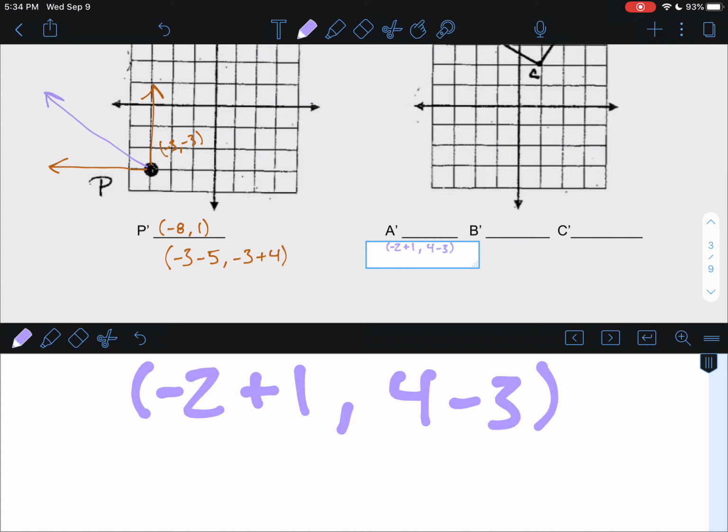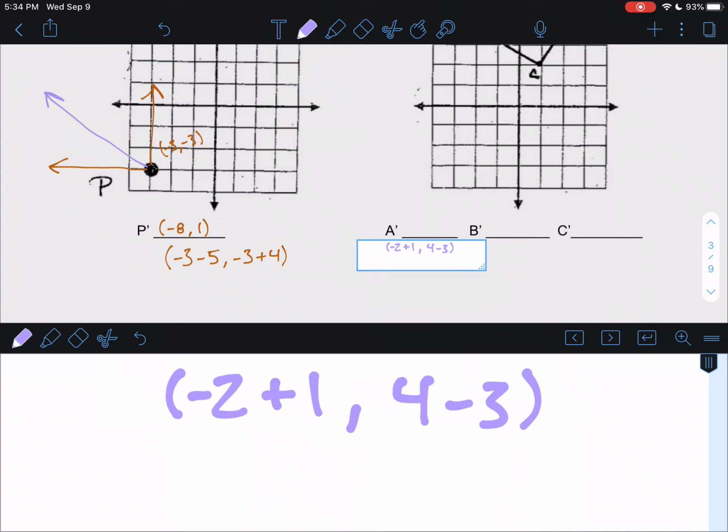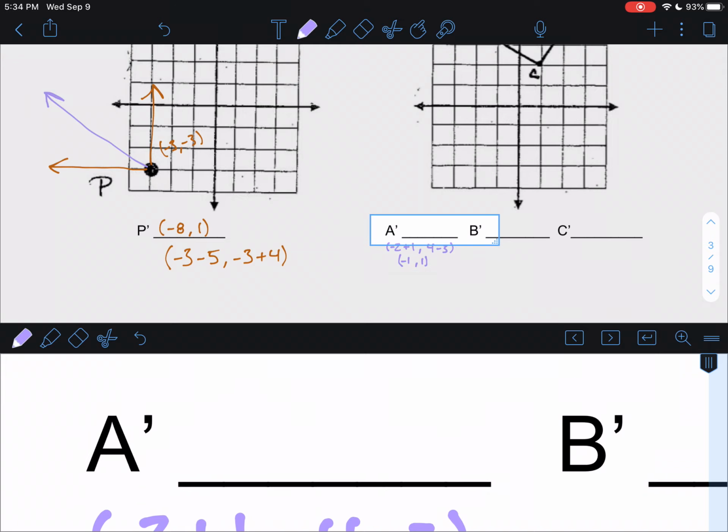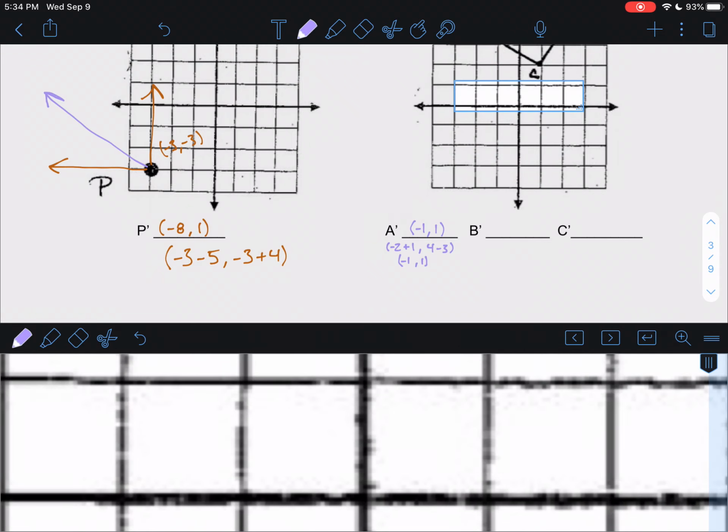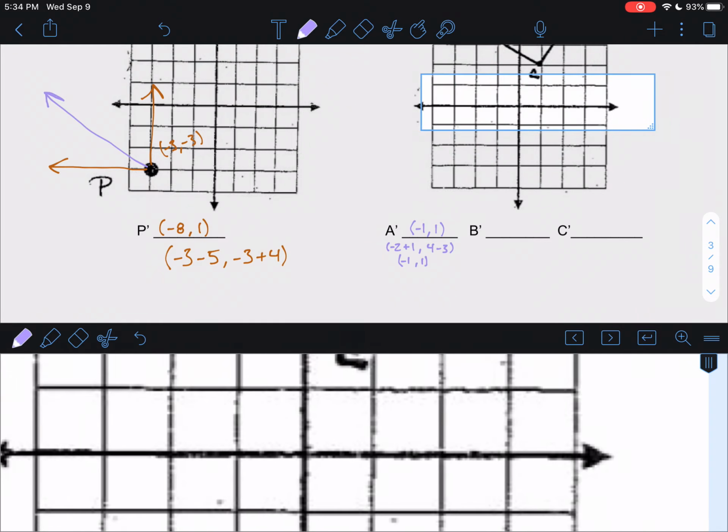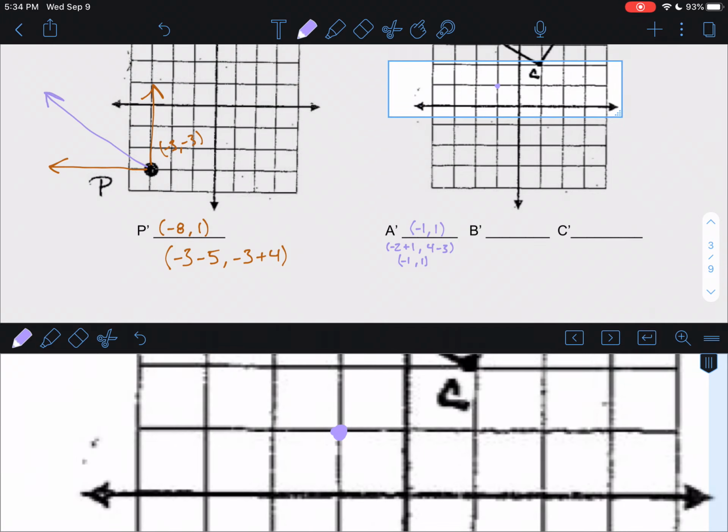So when I figure this out, I have -2 plus 1, which is going to be -1. 4 minus 3 is 1, meaning the new location of A prime is at -1, 1. So at -1, 1, I will put a point, and I'm going to label it A prime.